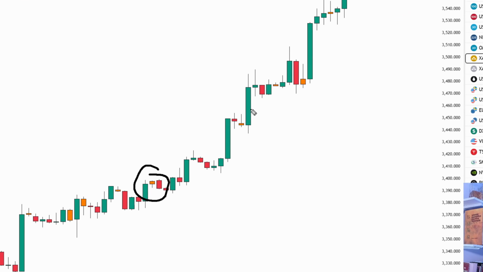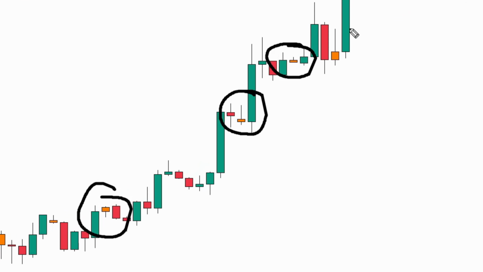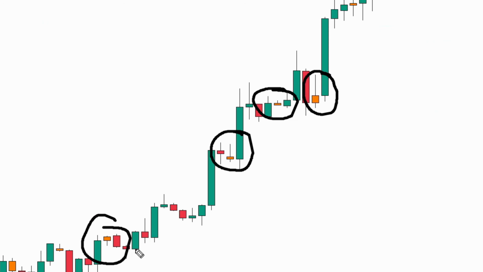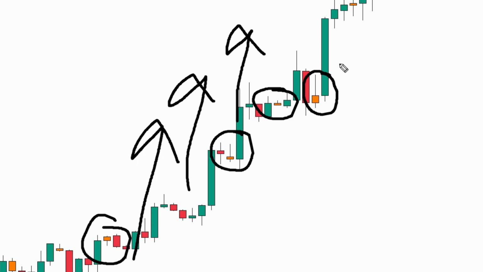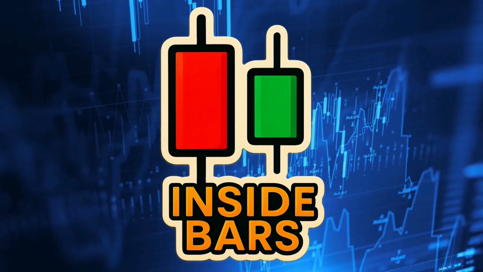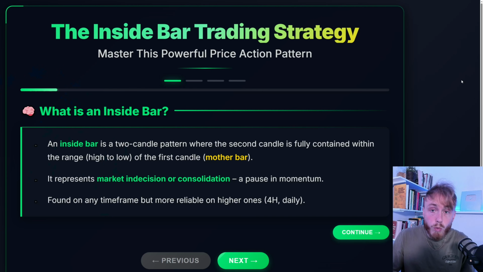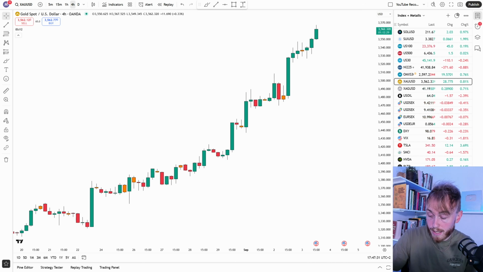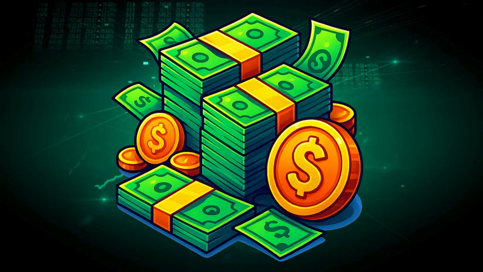So all of these orange candles right here might not look special. But if you look closely, you can see that after all of these candles, we actually saw strong pushes towards the upside. These candles are called inside bars. And they are one of the most important price action patterns that you are probably not using yet. In this short video, you will learn exactly what they are and how to trade them to make money.